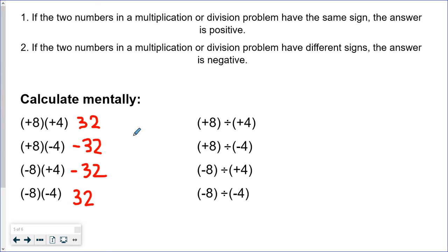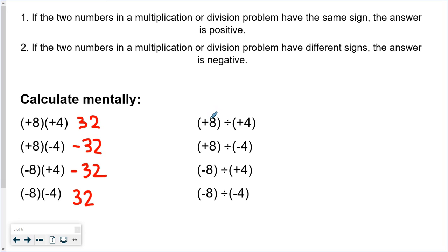So notice, when they're both the same signs, the answer was positive. Same sign, positive. When they were different signs, one's positive, one negative, the answer was negative. One of them's negative, one is positive, the answer is negative. The same rule applies for division.